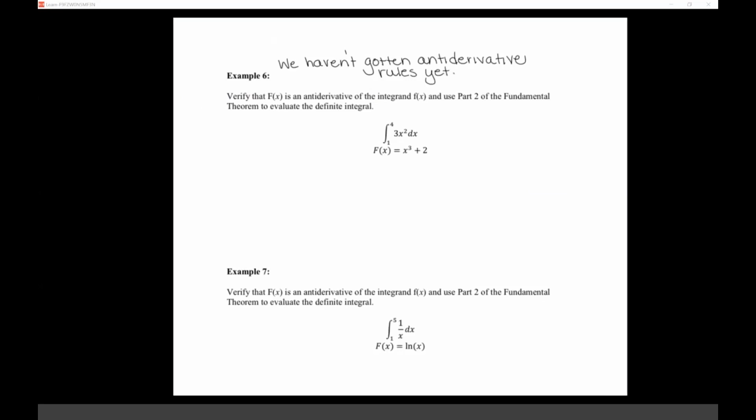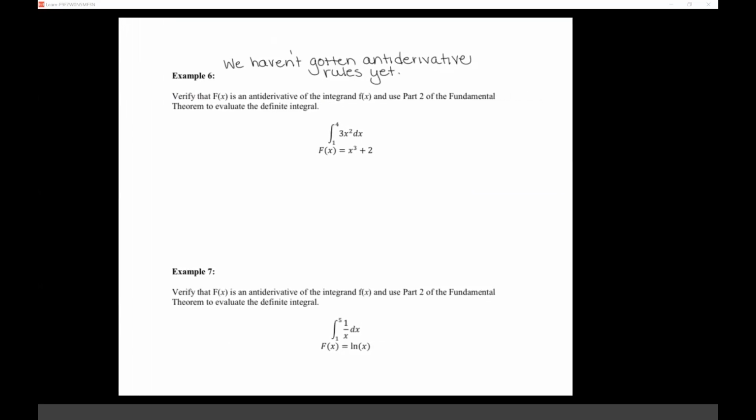So what they're doing here is they're giving us an antiderivative function. And they basically want us to take the derivative of it and see if we get back what we started with. So here's what they're saying: if I differentiate this, do I get 3x squared? That's what verify means. If I differentiate this, do I get 3x squared? So let's give it a try.